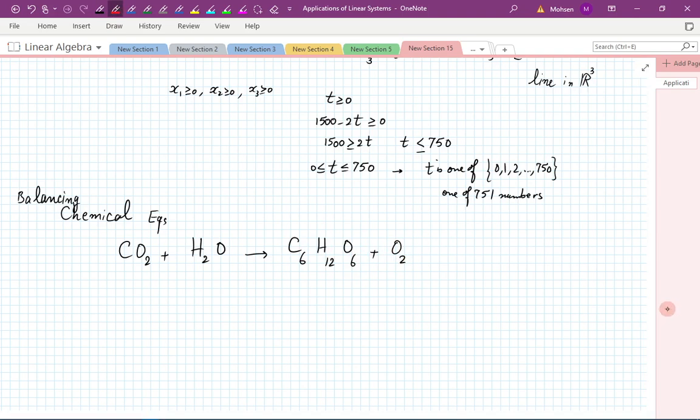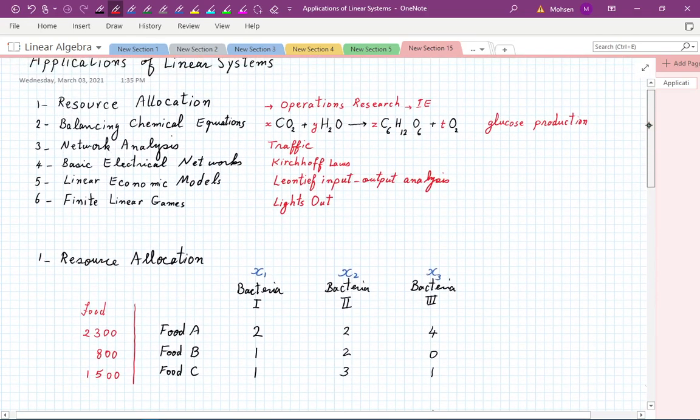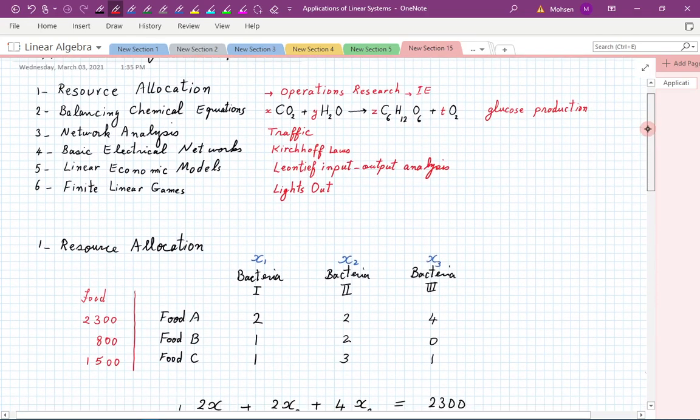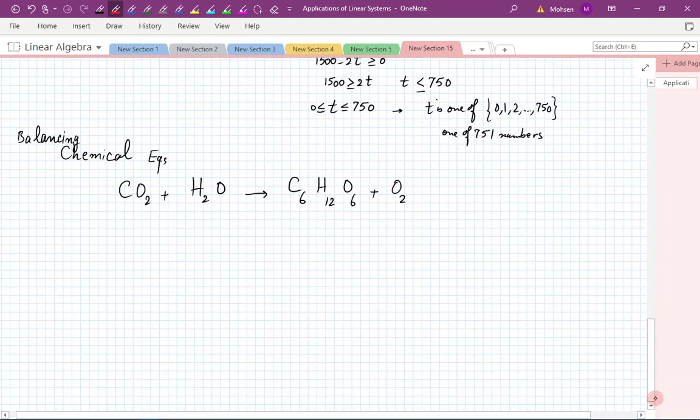Did I write this thing correctly? C6H12O6. My chemistry is not good. Okay, so this is X, Y, Z, and T. Meaning I don't know how many of these.